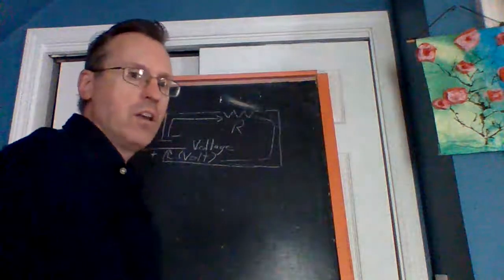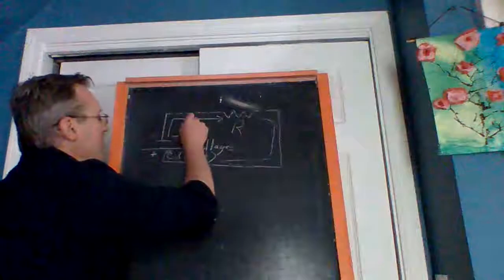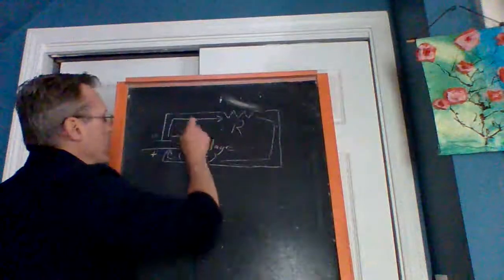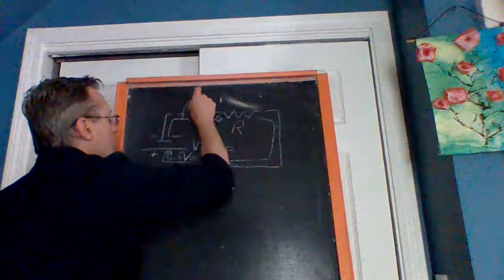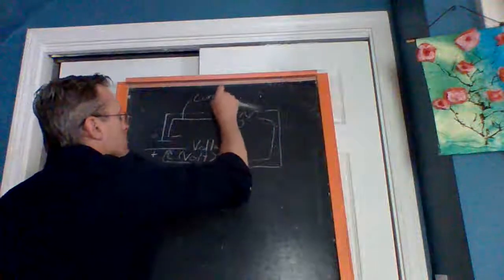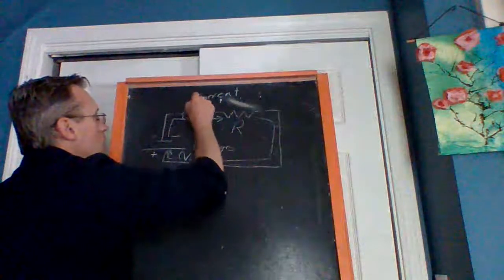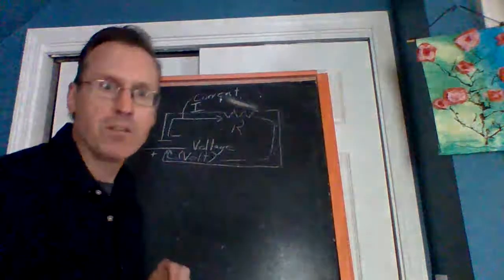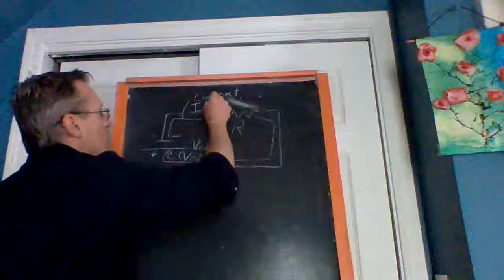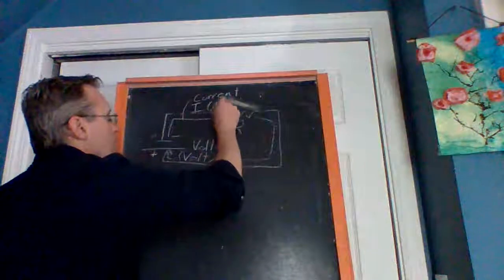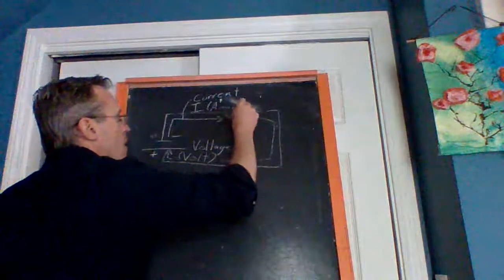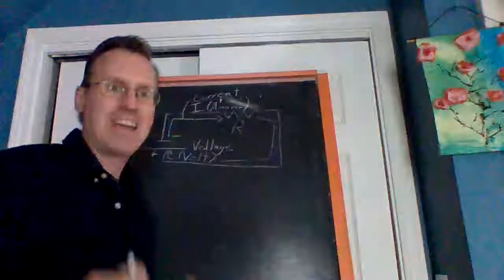There's a relationship that relates voltage, resistance, and the part that you can't see, which is the current. That has the variable capital I, and current is measured in something called an ampere, often just called an amp.